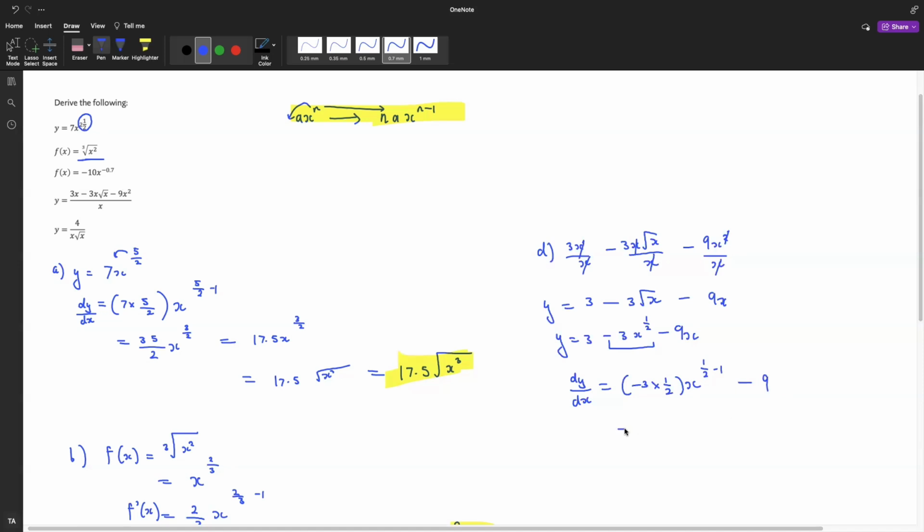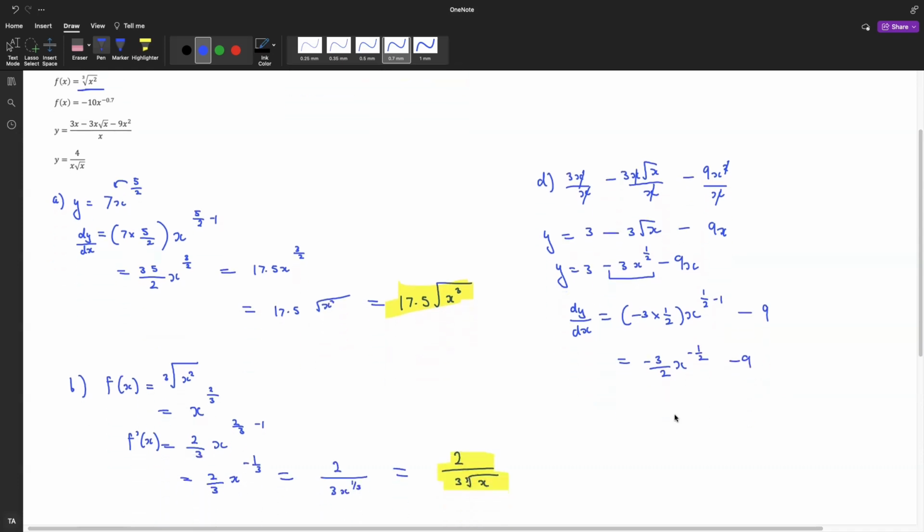Okay. Now if you simplify this, negative 3 times half is just negative 3 over 2. And half minus 1 is negative half. So again, simplifying that, this will just be negative 3 over 2 root x minus 9. Since there was a negative half, I put the x on the denominator and converted the half back into square root form. So the derivative would be negative 3 over 2 root x minus 9.